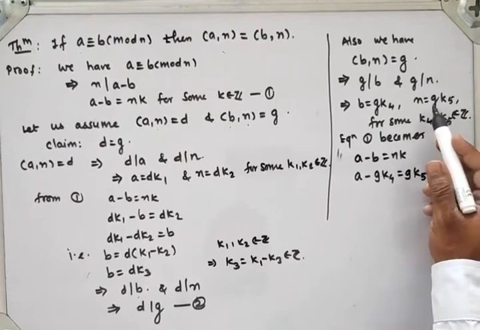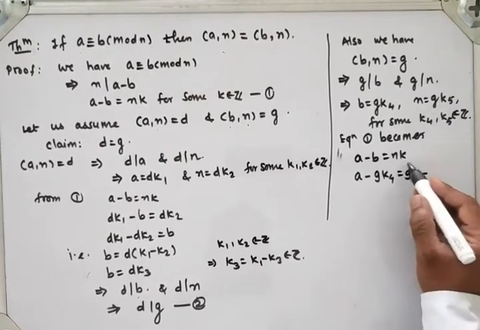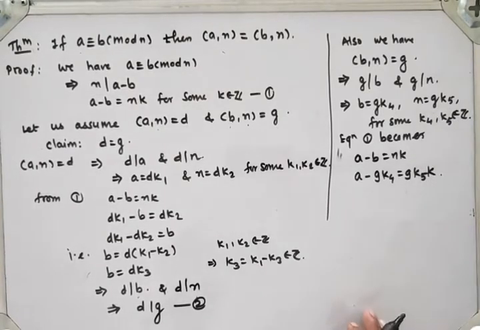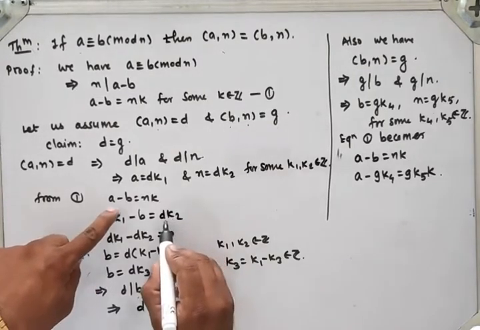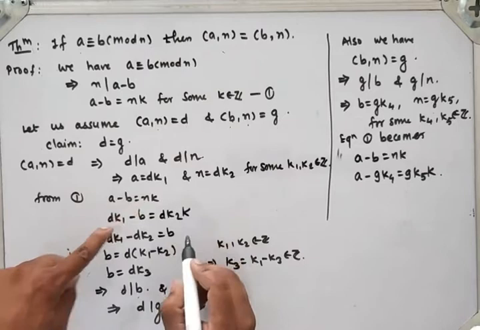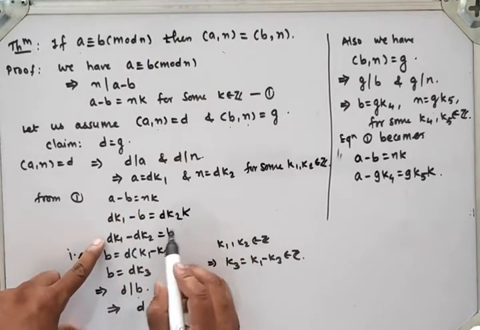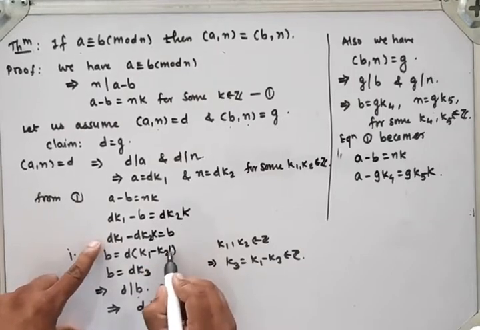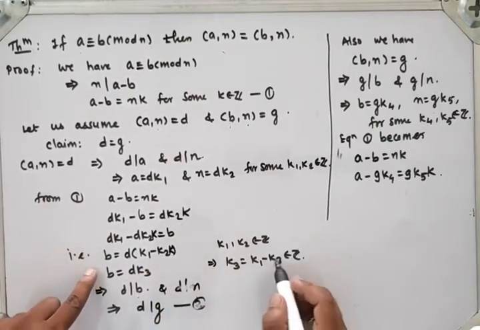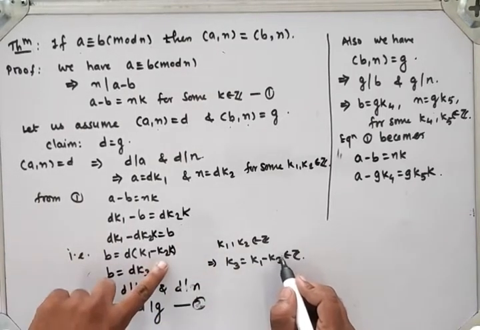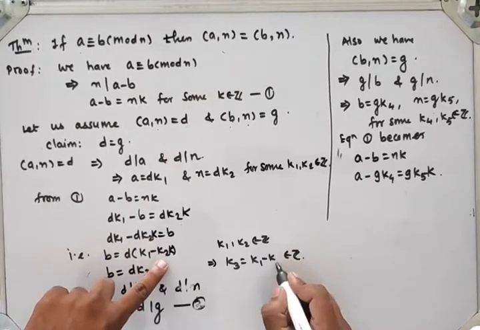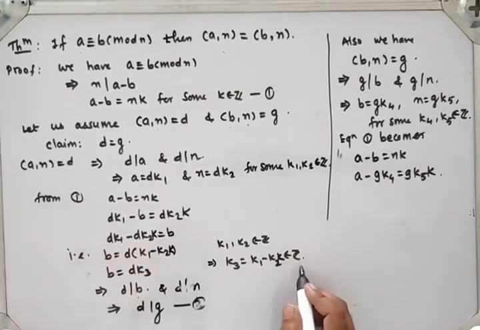n has value d k2 into k, right? Sorry, there is a mistake here. n has value d k2 into k, and here again d k2 into k, into here again k. Here I will take k2 into k, which belongs to the set of integers.